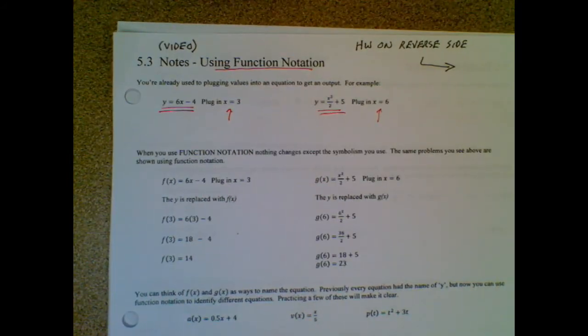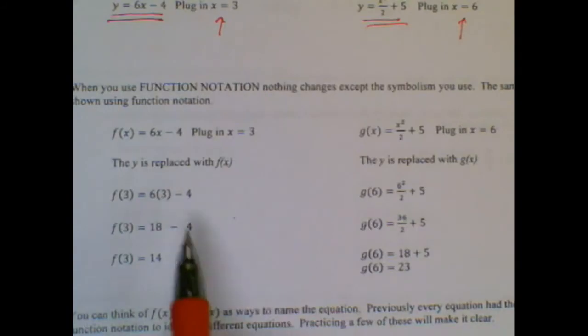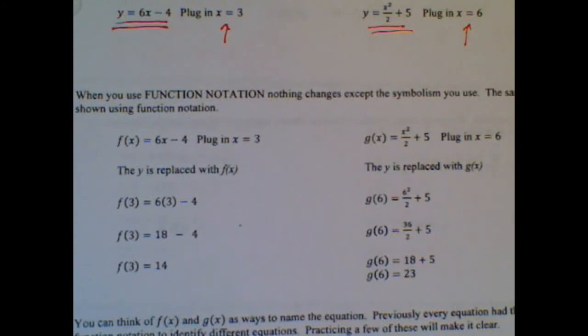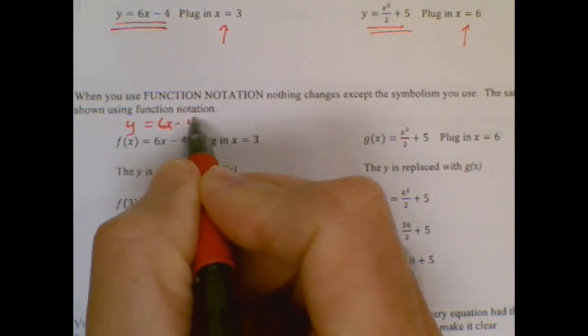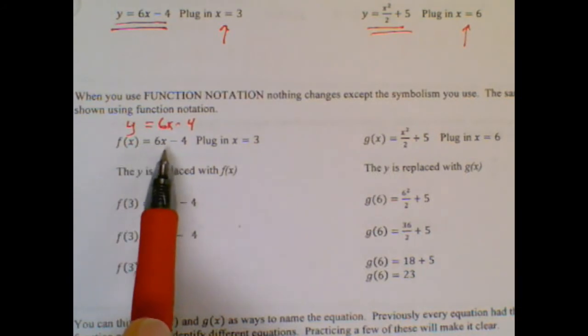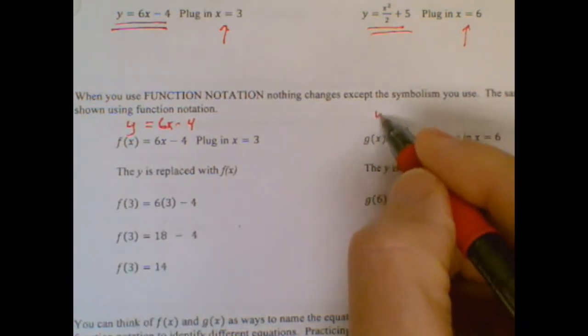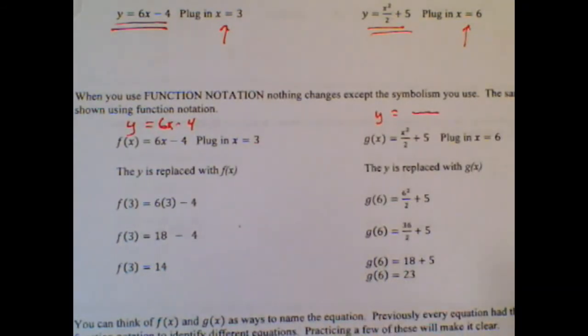And I'm going to zoom in here, hold on. With these two problems that were already typed out, I've just taken the exact same problems that were above, and it used to say y equals 6x minus 4, and that's replaced with f of x equals 6x minus 4. Up above we had a y equals blah blah blah blah blah. We just changed it with g of x.